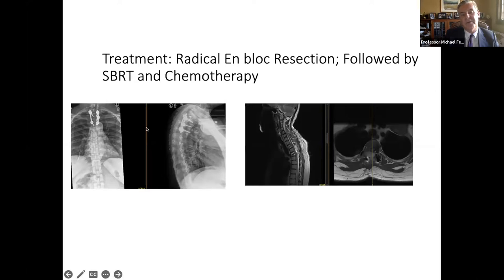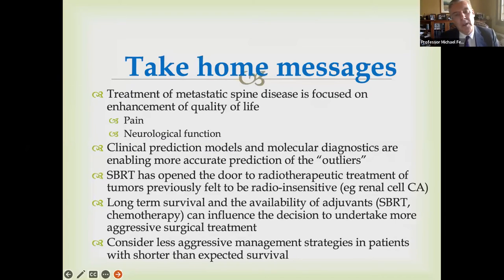So she's had a radical resection, short segment pedicle screw fixation, SBRT and chemotherapy, and she's had an excellent outcome and is currently tumor-free, neurologically intact. So take-home messages. Treatment of metastatic spine disease is focused on enhancement of quality of life. We focus on pain and neurological function.